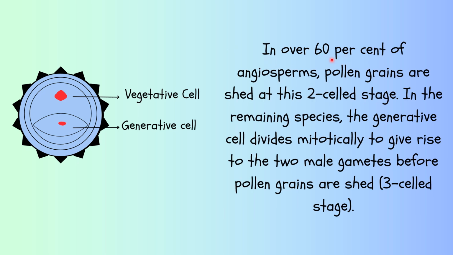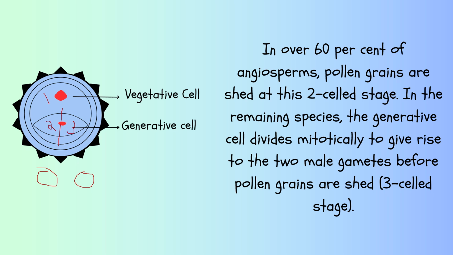In over 60% of angiosperms, that is, the plants which give flowers, the pollen grains are shed at this two-celled stage, that is, the vegetative cell and generative cell. In the remaining species, what happens? The generative cell divides mitotically, which gives rise to two male gametes. So this generative cell will give two male gametes.